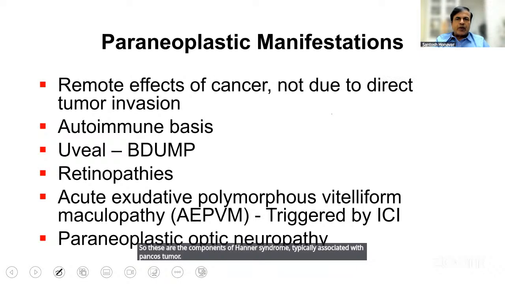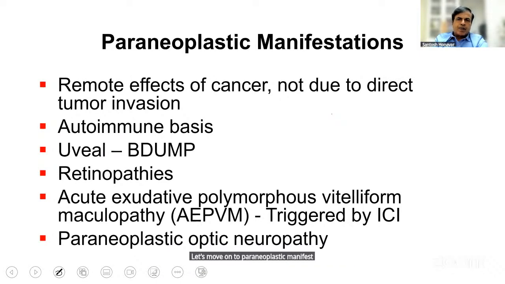Let's move on to paraneoplastic manifestations. So paraneoplastic manifestations by definition are remote effects of cancer, not due to direct tumor invasion. Most of these are autoimmune in mechanism. In the uvea, we have BDUMP. What is BDUMP?